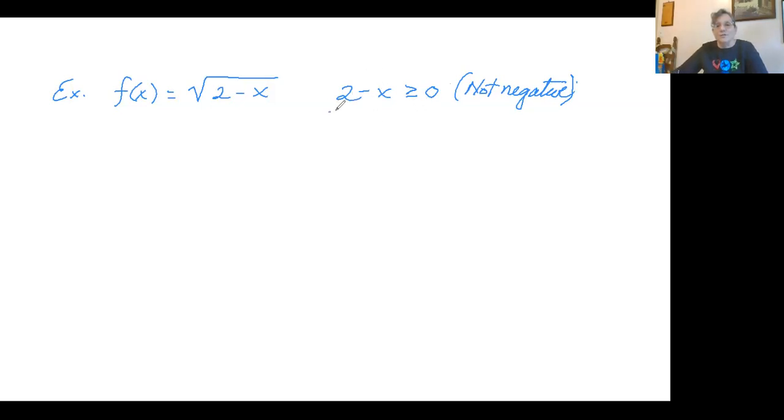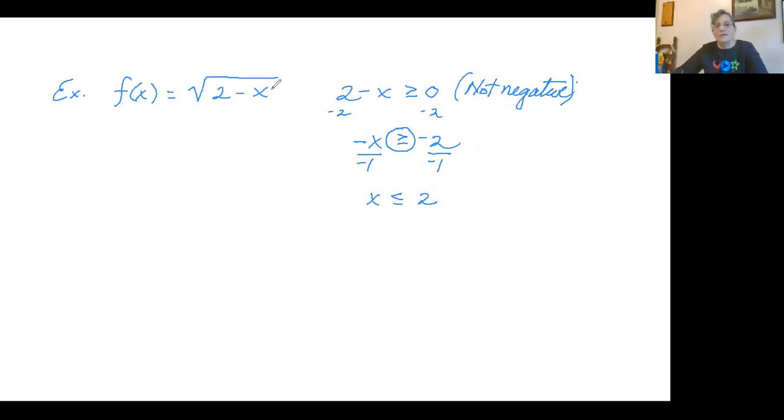This, if we subtract 2 from both sides, gives us negative x is greater than or equal to negative 2. And then when you change this to a positive x by dividing by negative 1, because this is an inequality, we have to turn the sign around. So this is going to leave us with x is less than or equal to positive 2.